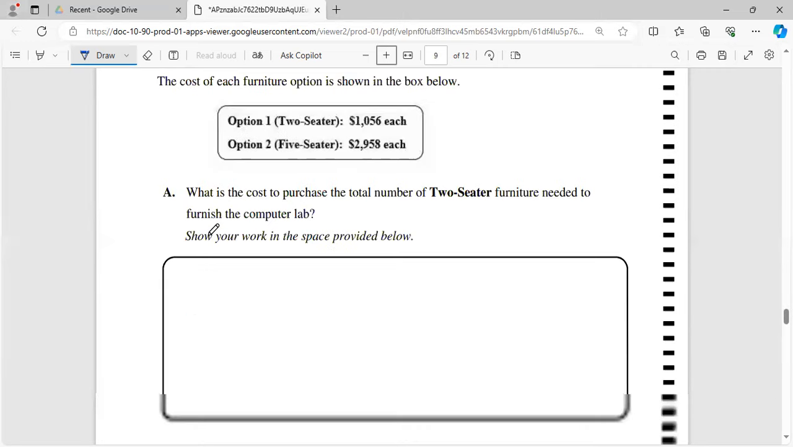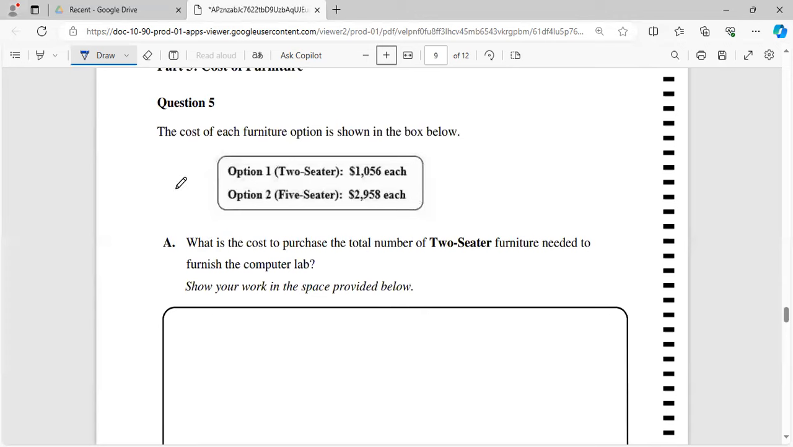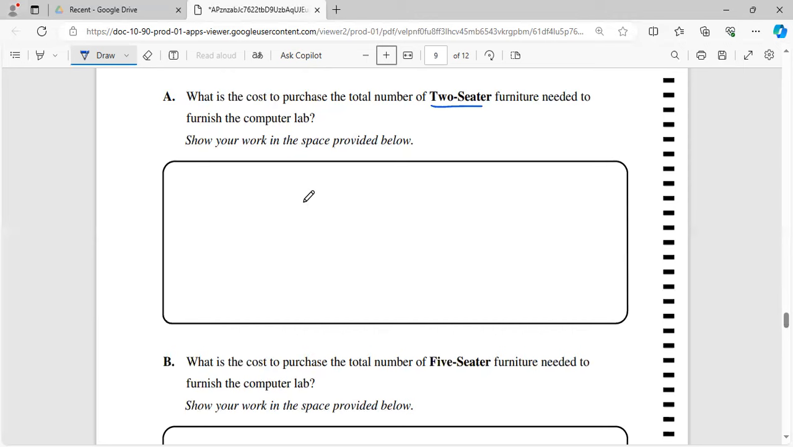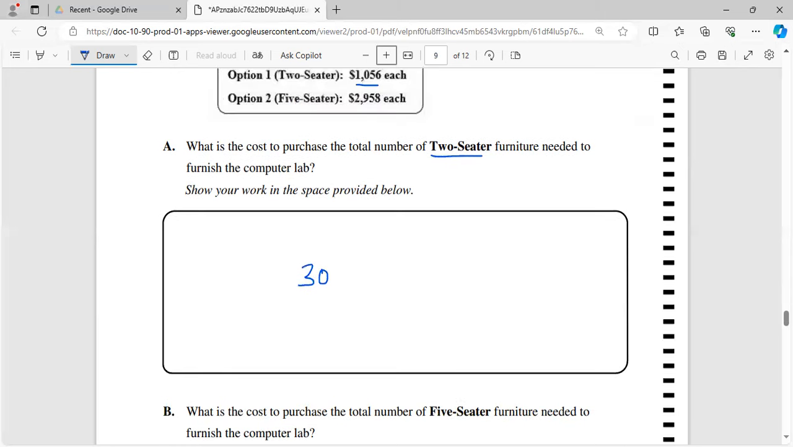Alright, so now the cost of the furniture. It says the cost of each furniture option is shown below. The 2-seater is 1,056 each, meaning you buy one 2-seater for that, not for each chair, one 2-seater. What is the cost to purchase the total number of 2-seater furniture needed for the furniture lot? So we need 30 of them, and we have a cost of 1,056.